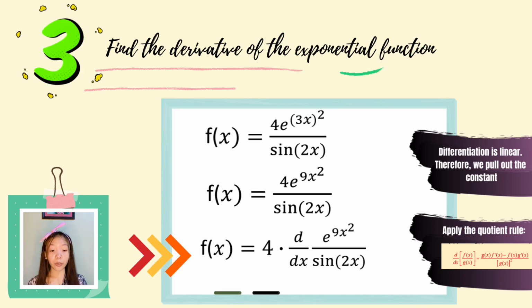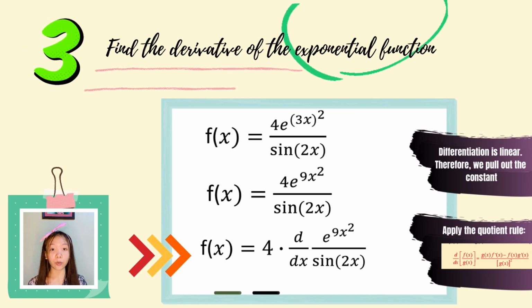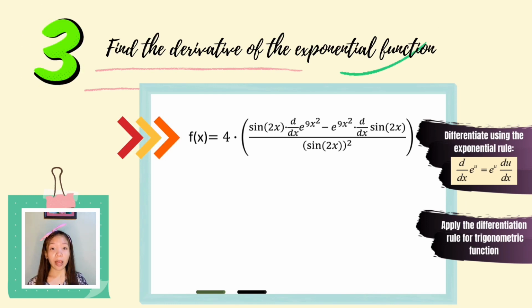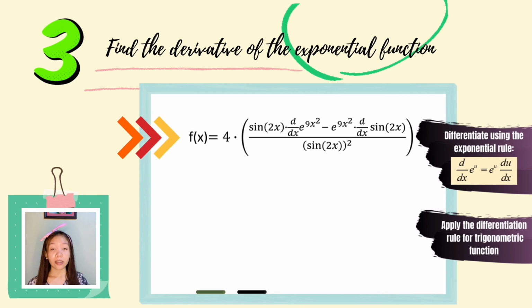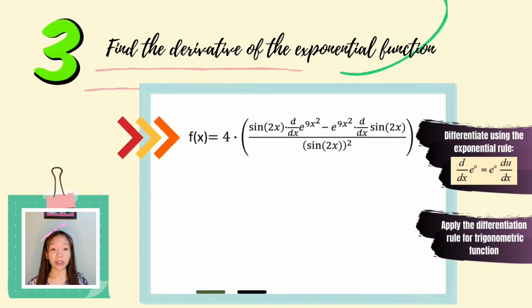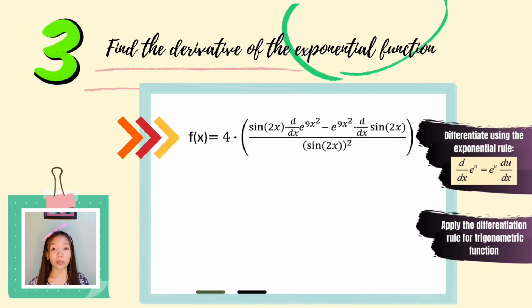So now we are going to find the derivative for e to the power of 9x squared all over sine 2x. What we're going to do is to apply the quotient rule. So now we will have 4 multiplied by sine 2x, derivative of e to the power of 9x squared minus e to the power of 9x squared multiplied by the derivative of sine 2x all over sine 2x squared.